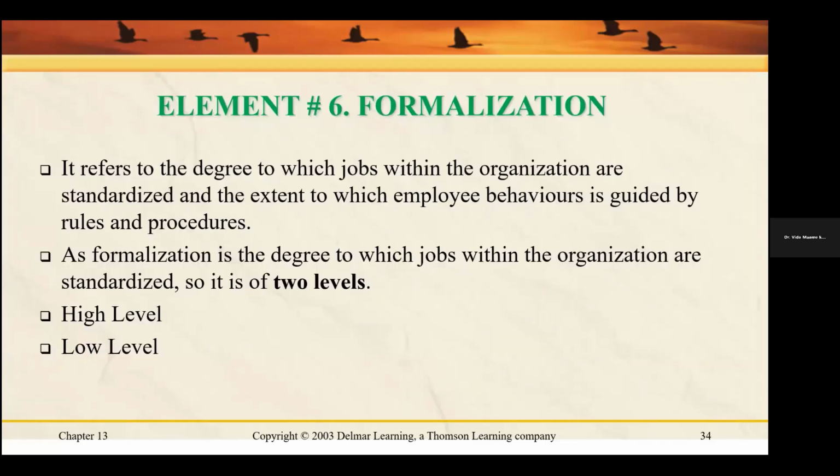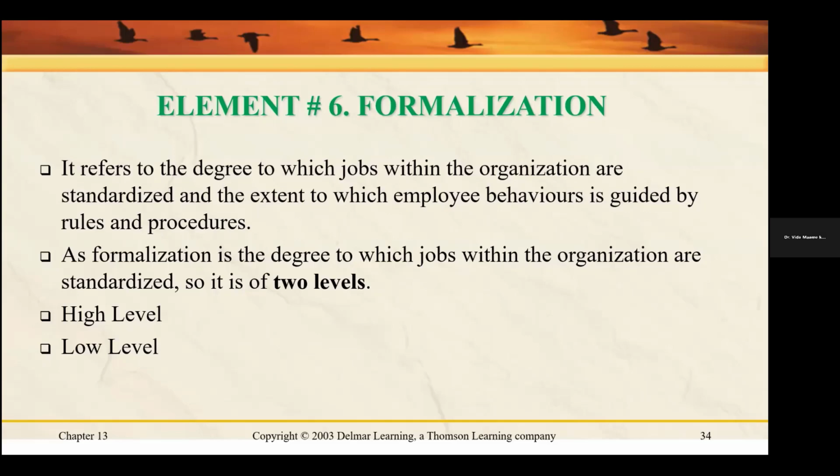Element 6 is formalization, the formal thing. That is the last element in there. Formalization refers to the degree to which jobs within the organization are standardized, and the extent to which employee behavior is guided by rules, procedures and responsibilities. That's the formal thing to do. As formalization is the degree to which jobs within the organization are standardized, it has two levels. You have the high level and the low level.